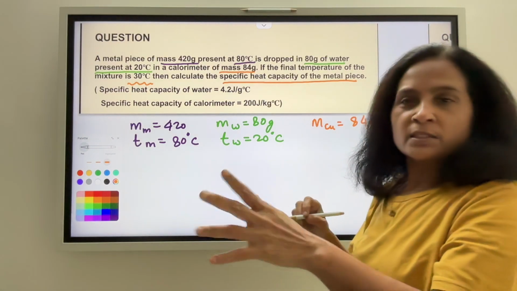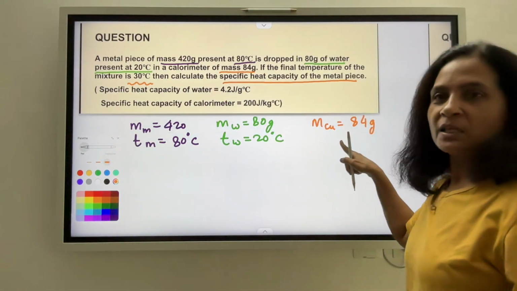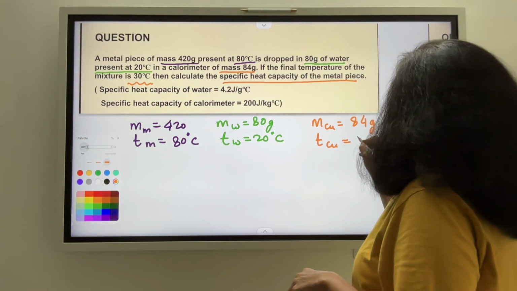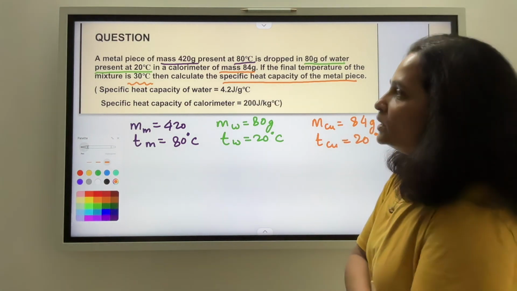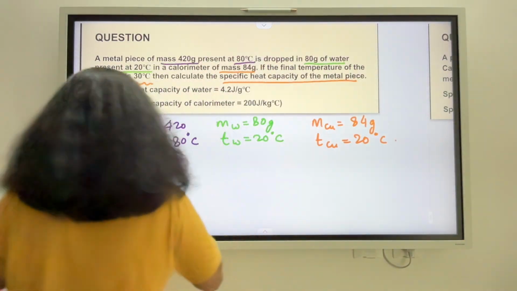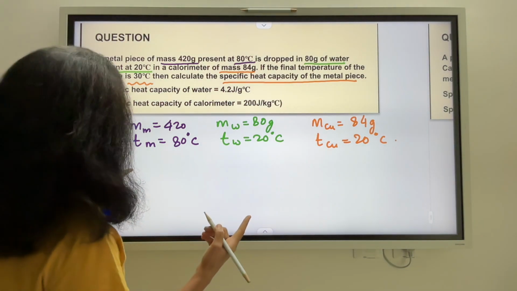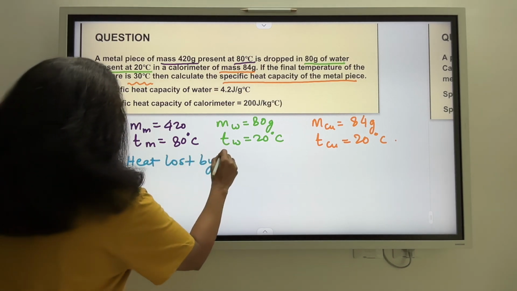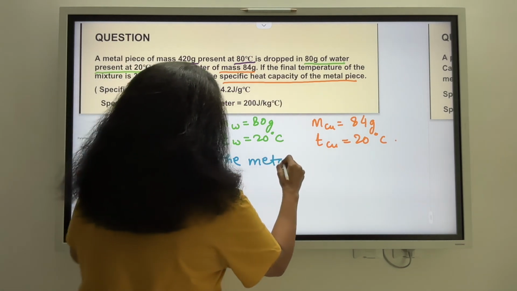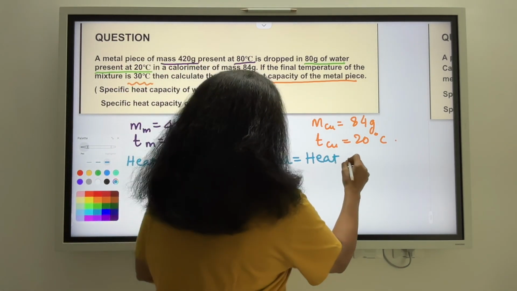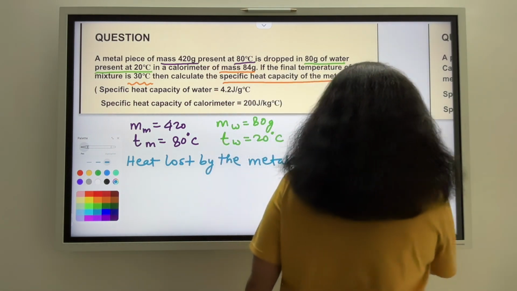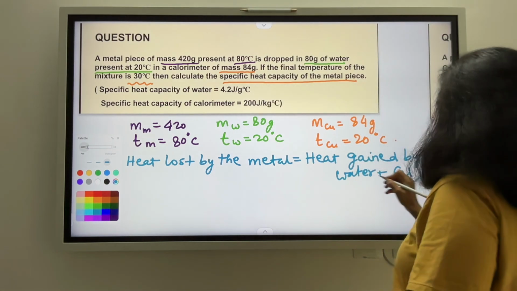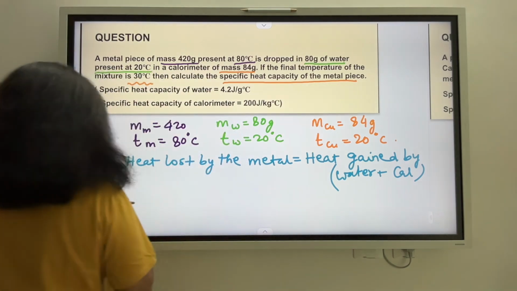Now it's common sense that the water which is inside the calorimeter and the calorimeter are at the same temperature. So I can very well say that the temperature of this calorimeter is also 20 degrees centigrade. Now how do we solve this? One body is losing heat, the other body is gaining heat. Heat lost by the metal is equal to heat gained by water plus calorimeter. Correct. Let's solve it.